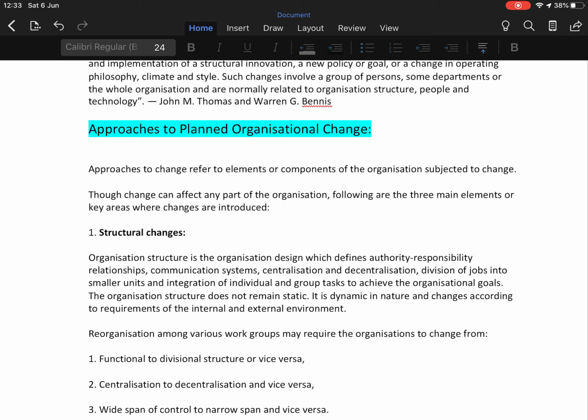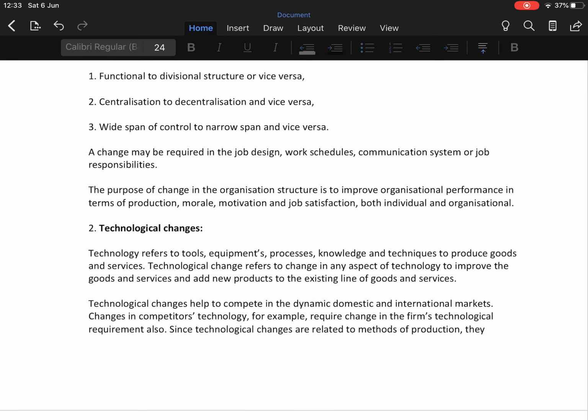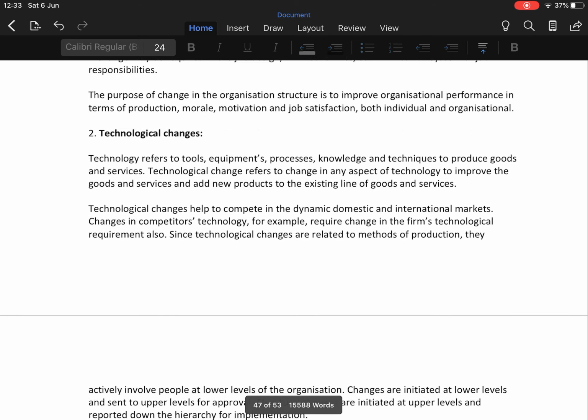So the organizational structure does not remain static. It is dynamic in nature and changes according to the requirements of the internal and external environment. So organizational change can be done by changing the structure of the organization. Then come technological changes. Organizational design can be changed with the change in technology in the organization. Technology refers to tools, equipment, processes and knowledge used to produce goods and services. Technological change refers to change in any aspect of technology to improve the goods and services and add new products to the existing line of goods and services.